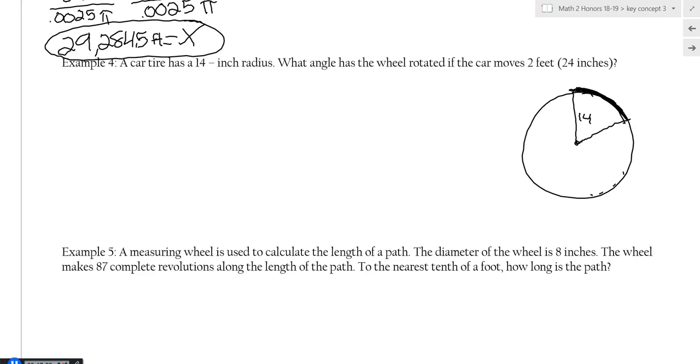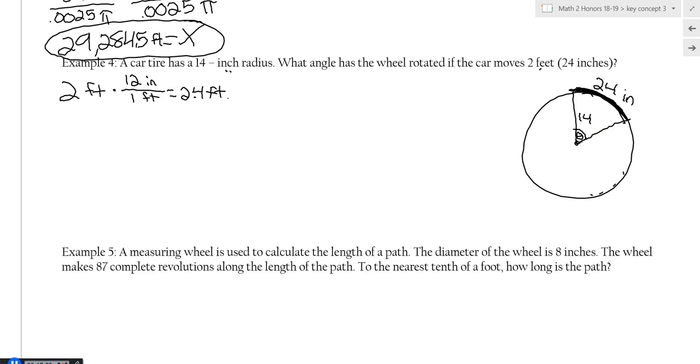And I say 24 inches because this is in inches, so we would need to do, right, 2 feet times 12 inches per 1 foot equals 24 inches. So sometimes we do have to change our units. So this is going to be 24. What is the angle? Okay.